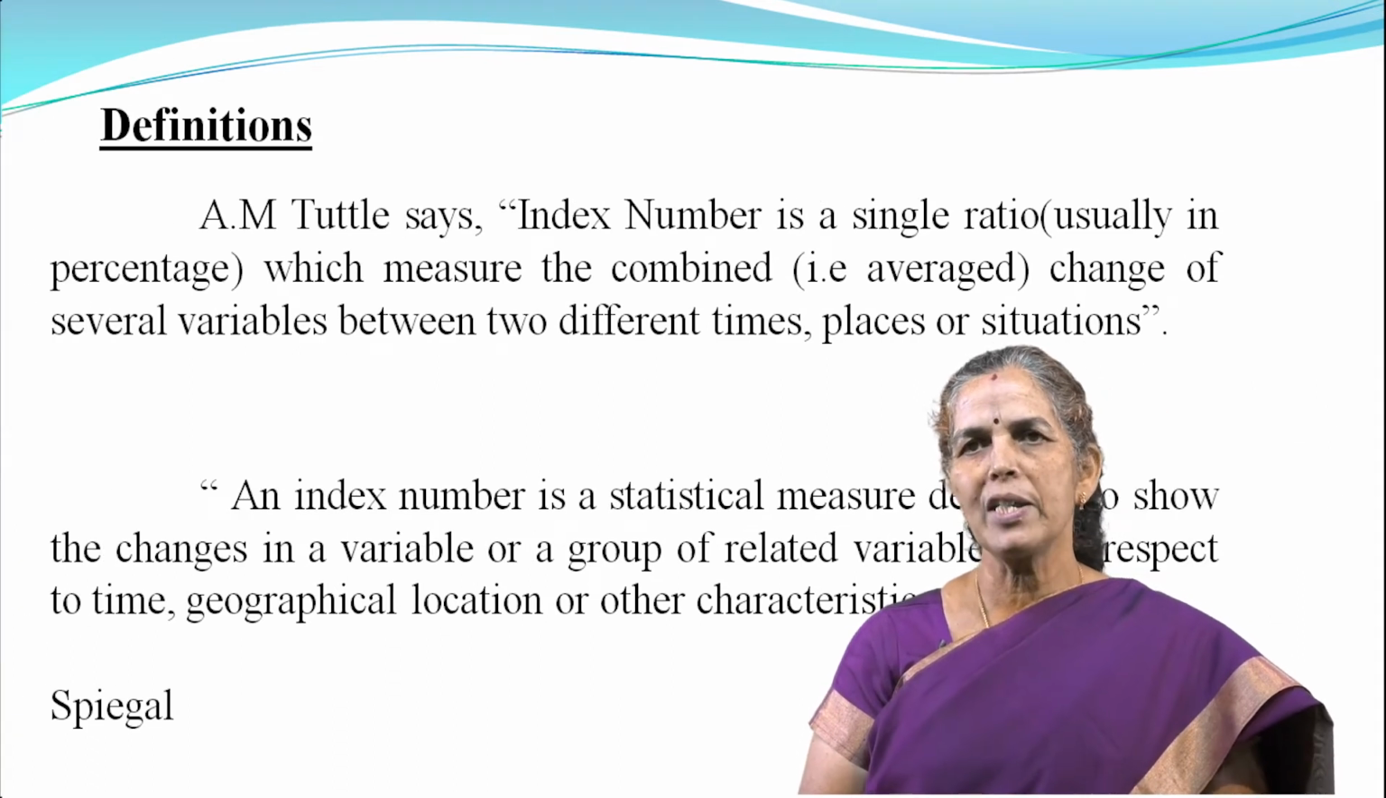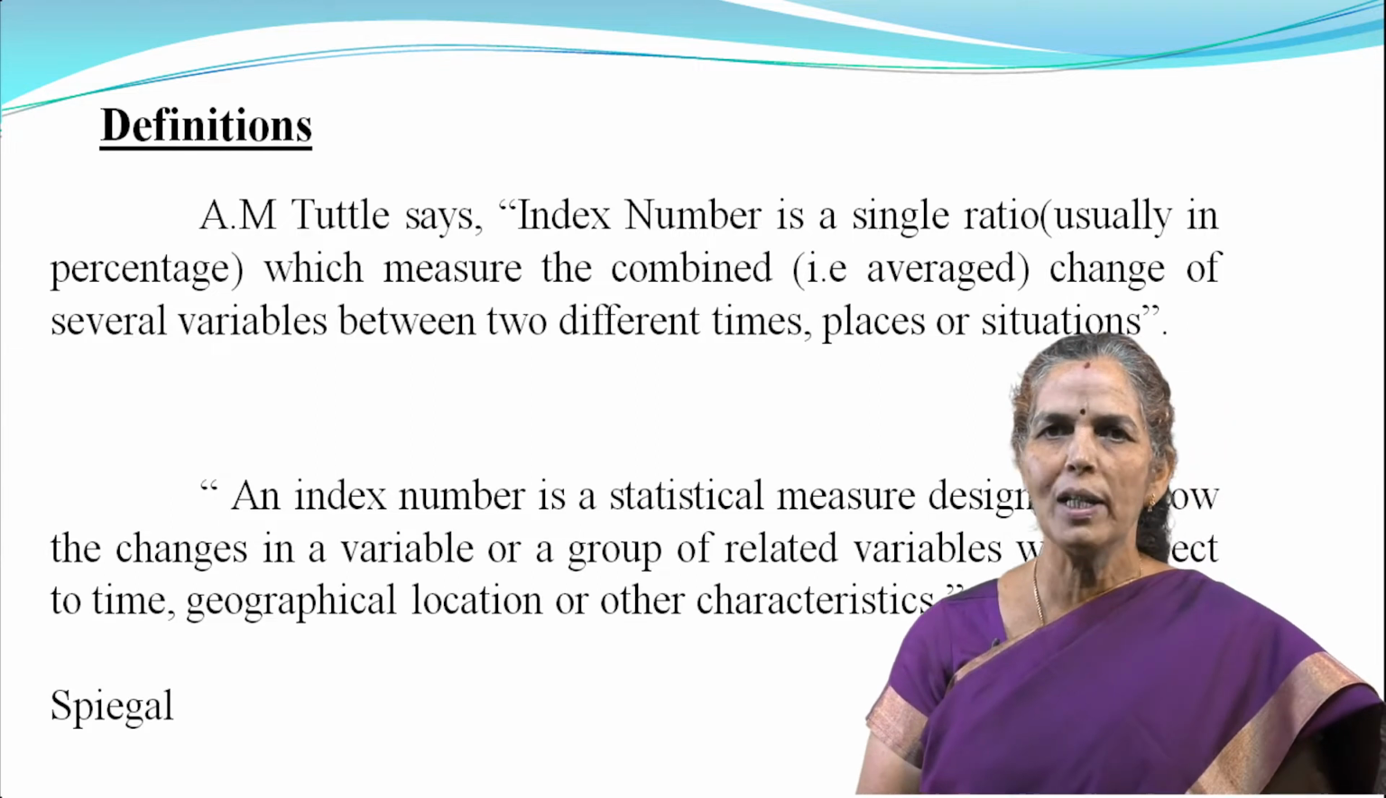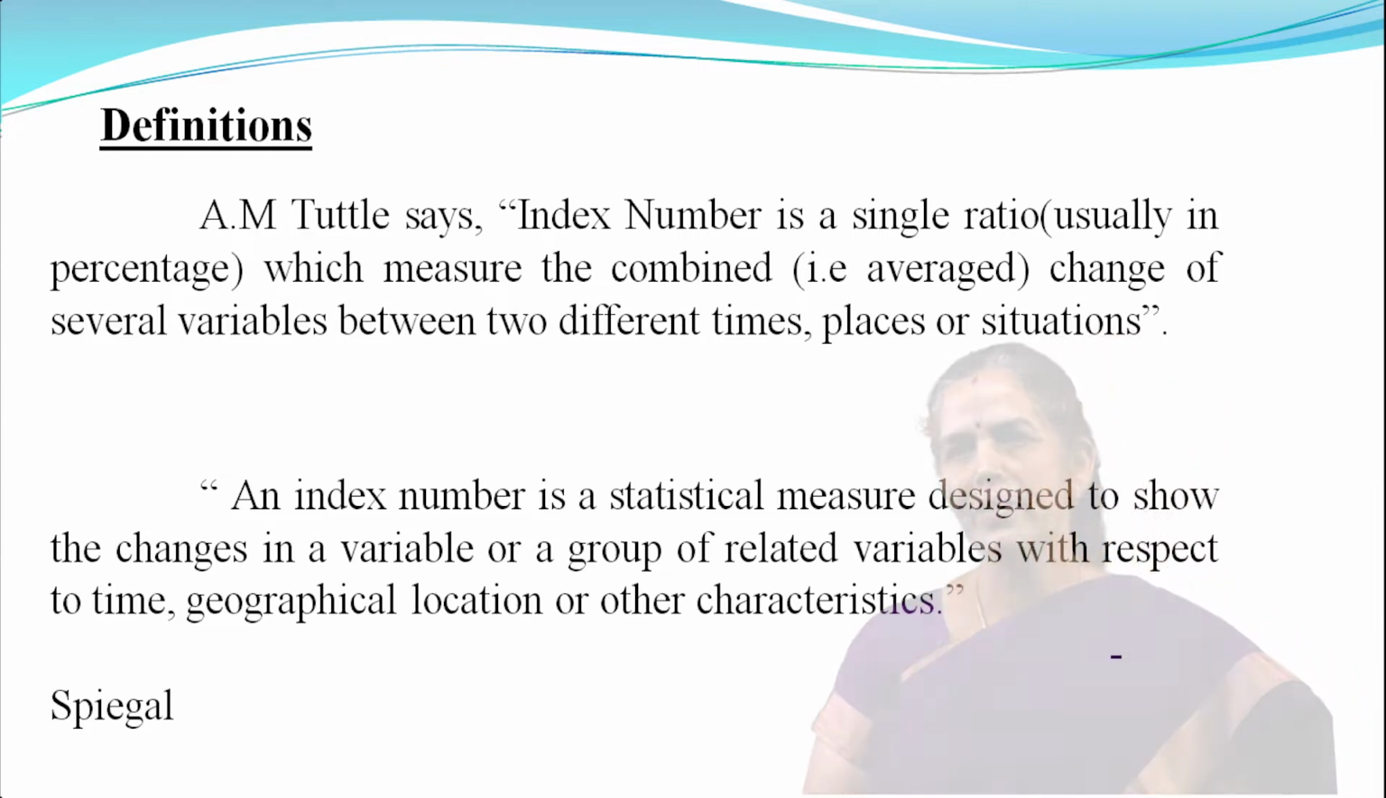Definition: according to Tuttle, index number is a single ratio, that is usually in percentage, which measures the combined, that is average changes of several variables between two different times, places or situations. According to Spiegel, an index number is a statistical measure designed to show the changes in a variable or a group of related variables with respect to time, geographical location or other characteristics, that is income, expenditure, etc.